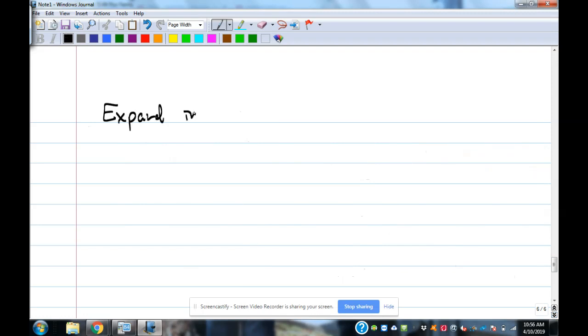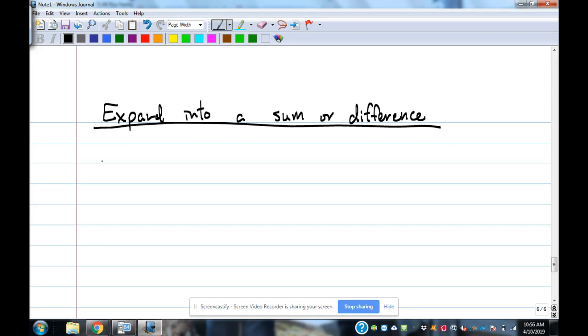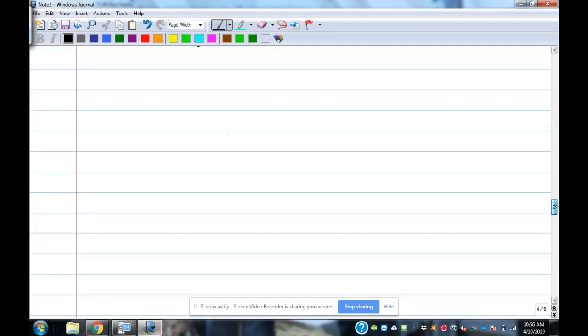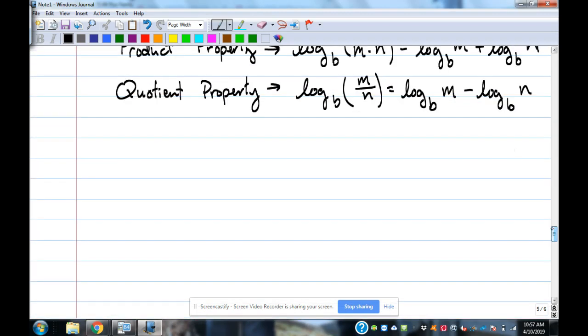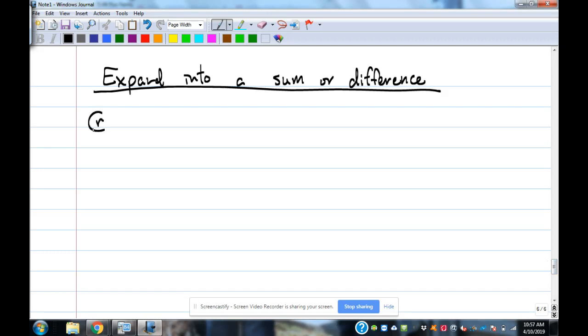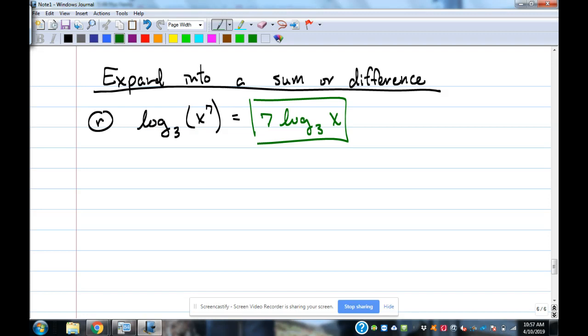Expand into a sum or difference. So we're going to start with log base 3, not that the base matters, but that's just the base we're dealing with here, of x to the 7th power. This is a short and easy one because we only have an exponent. Where can that exponent go using our properties? In the front. 7 log base 3 of x. And we're done. That's all that one had. It had an exponent, so you could drop it down to the front. That's a useful thing.